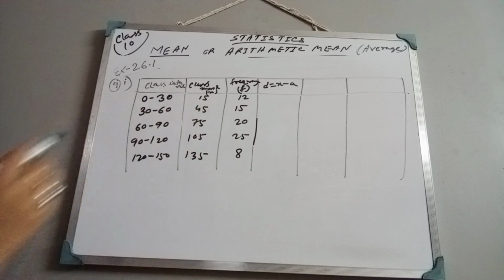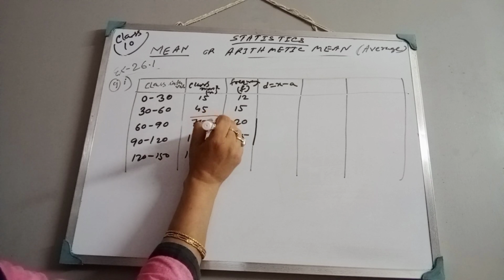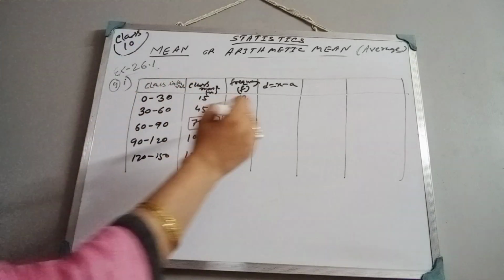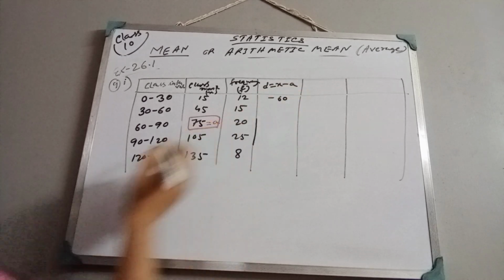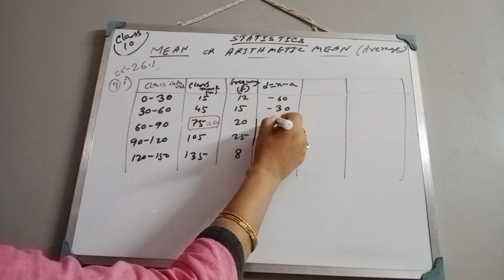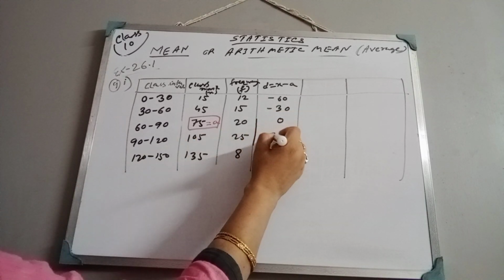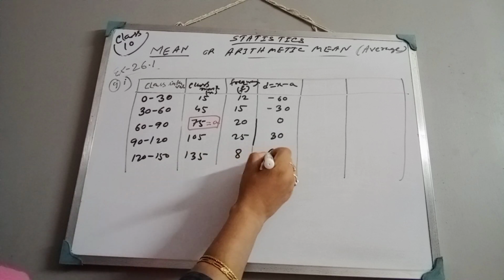So we will choose 75 as a. When a is 75, then d equals x minus a. 15 minus 75 is minus 60. Next 45 minus 75 is minus 30. 75 minus 75 is 0. 105 minus 75 is again 30. And 135 minus 75 is 60.